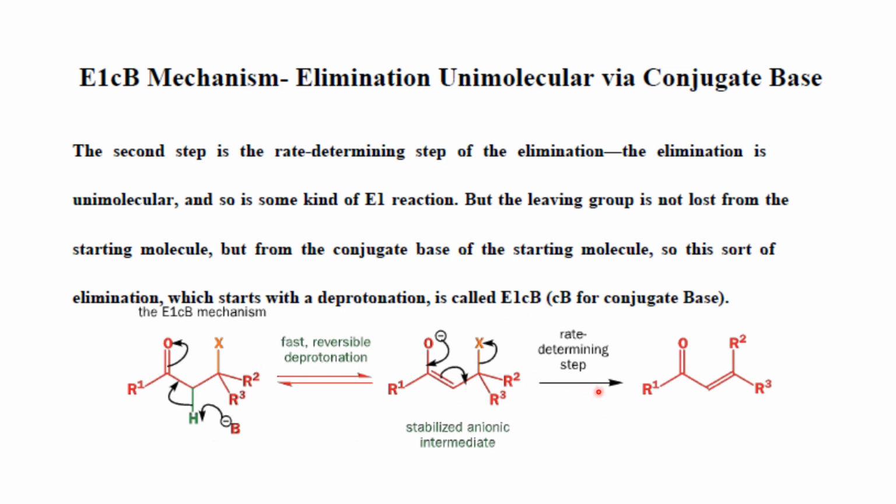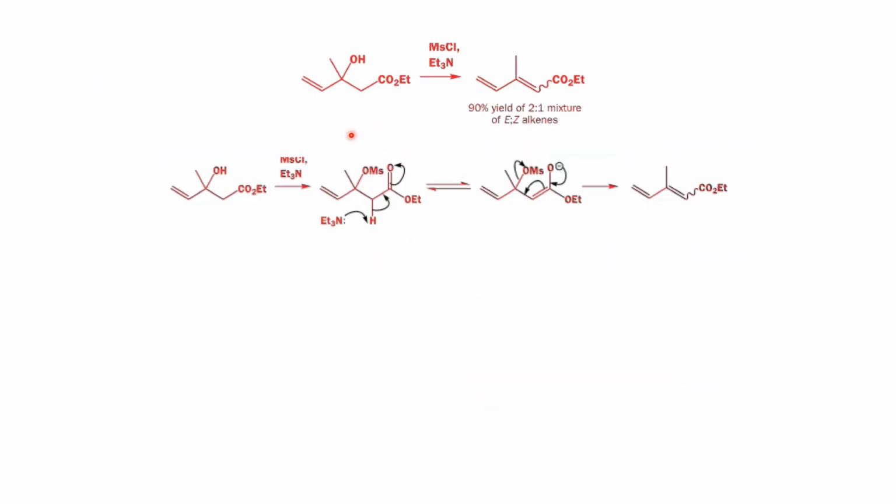But the second step is the slow step and that is the rate determining step. Therefore, the rate depends only on the concentration of this conjugate base, that is, the anion that is being formed. The anion is usually designated as the conjugate base. So the rate of the reaction depends only on the concentration of the conjugate base. That is why the name is E1CB. Okay. This is another example of the E1CB mechanism.